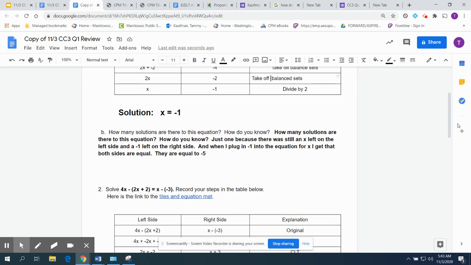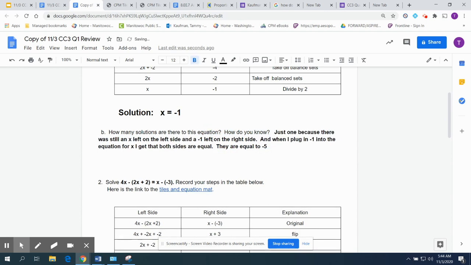That question then asks how many solutions are there to this equation and how do you know? There is just one because there was still an x left on the left side and a negative 1 on the right side, which means that I came to a solution. And then when I plugged in negative 1 into that equation, both sides were equal.